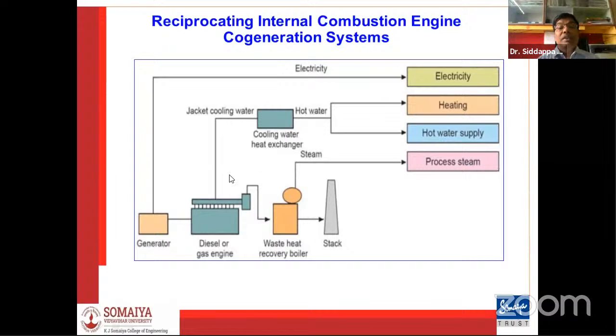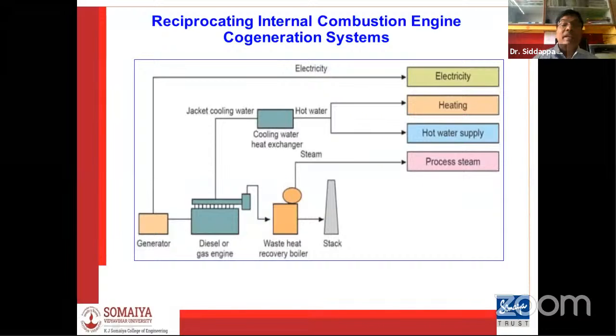Or if you have jacket cooling water, whatever hot jacket water comes out, you can use it for heating and other purposes. And the gas which is coming out from the engine, you can use it for heat recovery again in HRSG devices. As I told you a minute back, it is a heat recovery steam generator system. And then you produce steam and use that steam.